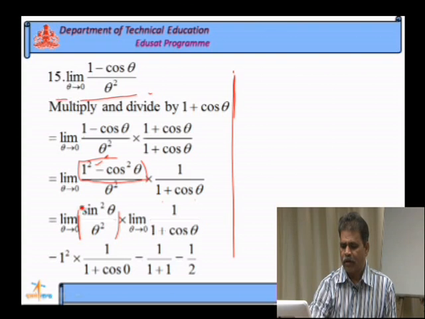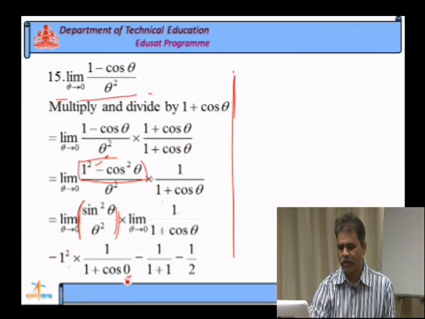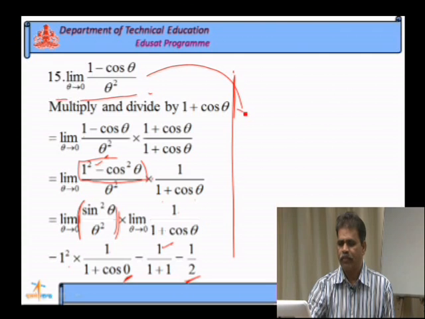It is a standard limit, and I am separating this term, that is 1 by 1 plus cos theta. If I apply the limit, what happens? Sin theta by theta whole square, whose value is equal to 1. Then apply the limit for this, 1 divided by 1 plus cos 0. Cos 0 is 1. 1 into 1 is equal to 1. 1 by 1 plus 1 is 1 by 2. It can also be solved in this way.